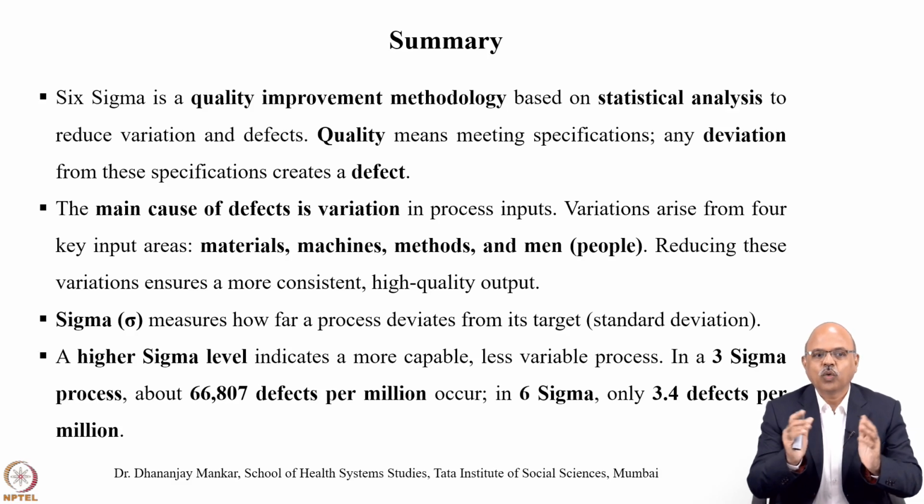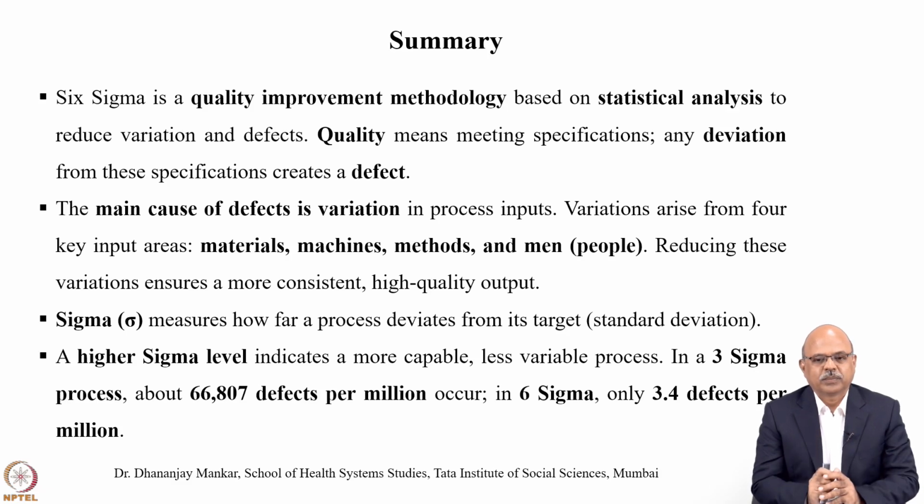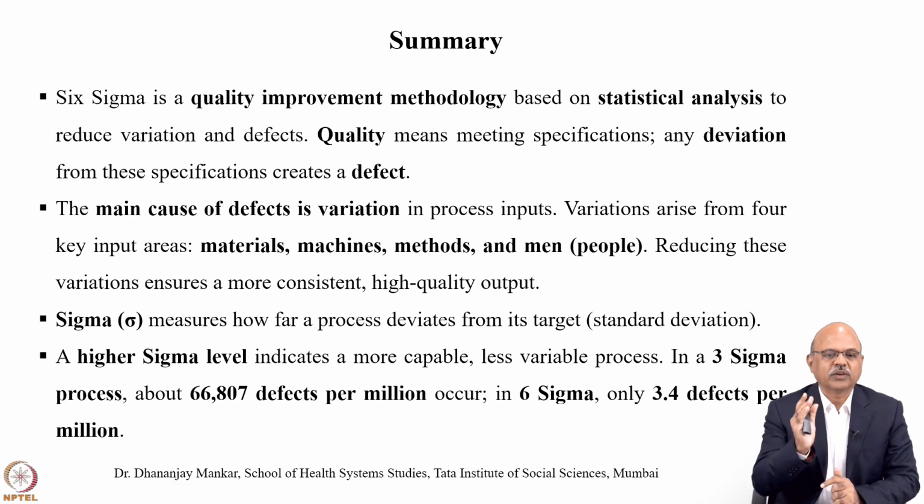Variation arises from four key input areas. It can be through materials, machines, methods, and men, whom we call people. So all four M's you need to work on to see how the variation arises. By reducing these variations from materials, machines, methods, and men, you ensure a more consistent, high quality output.